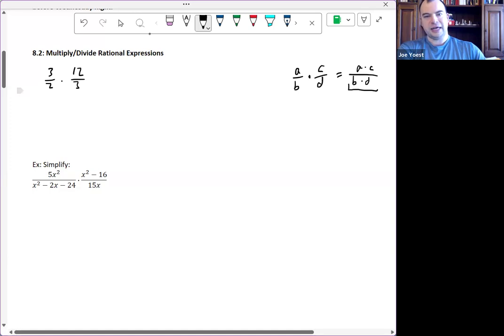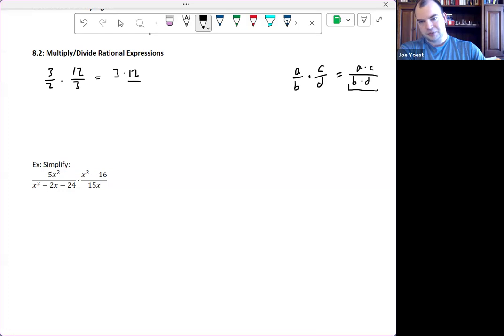Okay, so I look at 3/2 times 12/3. I can multiply these together as 3 times 12 divided by 2 times 3. And at this point, I have one fraction. I could multiply my numerator, multiply my denominator, get 36 over 6. But I also want to simplify my fraction. I always, by default, want to write my answer in simplest form. So I'm actually going to leave it factored.